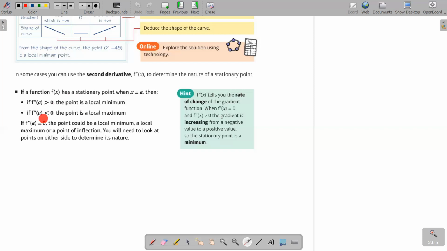If f double dash a is less than 0, or negative, your point is a maximum. If f double dash a is equal to 0, the point could be a local minimum, a local maximum, or a point of inflection. You will need to look at the points on either side to determine its nature. I think you might have questions about how this is done, right? The best way to explain this is through an example. First make a note of this, and then we'll do an example and I'll show you how exactly these rules are used.